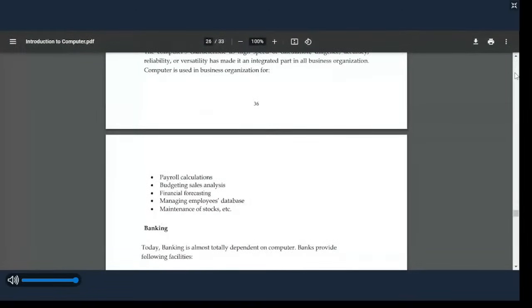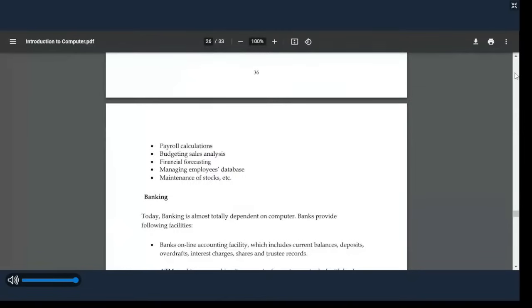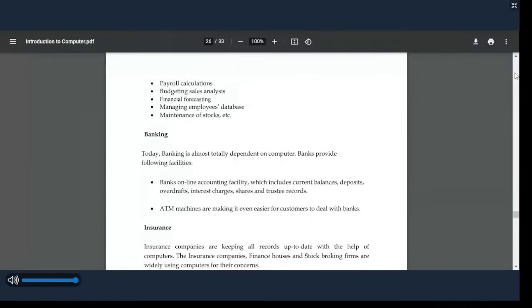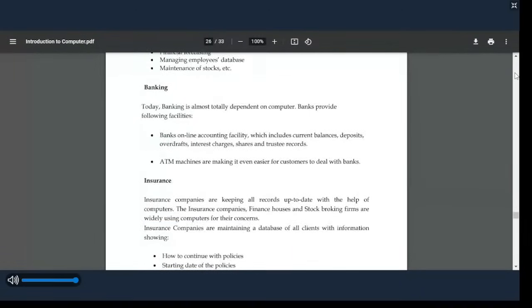Then banking. Today, banking is almost totally dependent on computers. Banks provide the following facilities. We have the bank online accounting facility, which includes current balances, deposits, overdrafts, interest charges, shares, and trust records. Then ATM machines are making it even easier for customers to deal with banks. Insurance is another area where they are applied. Insurance companies are keeping all records up to date with the help of computers. Insurance companies, finance bonuses, and stockbroking firms are widely using computers for their concerns.